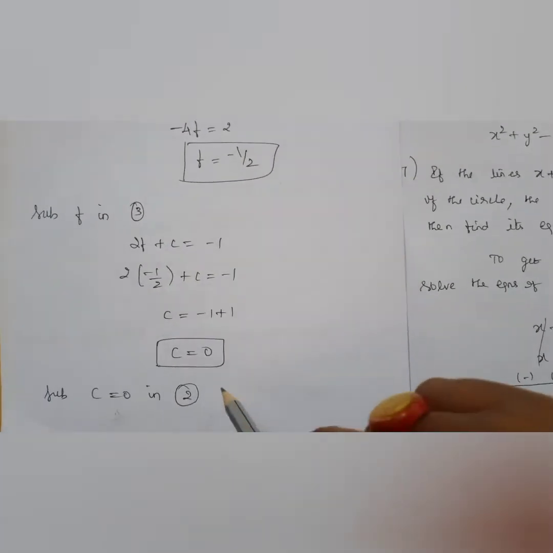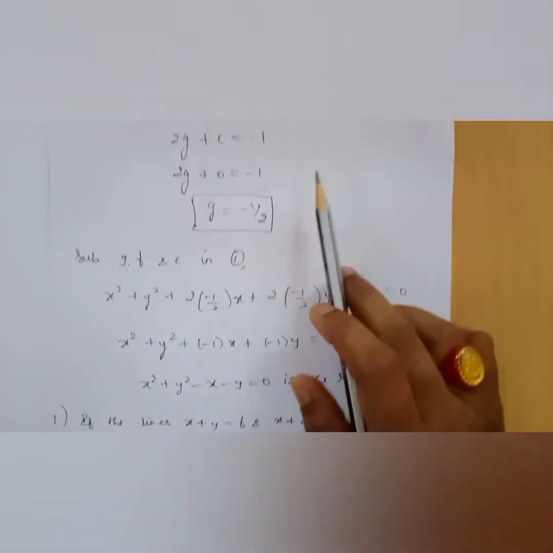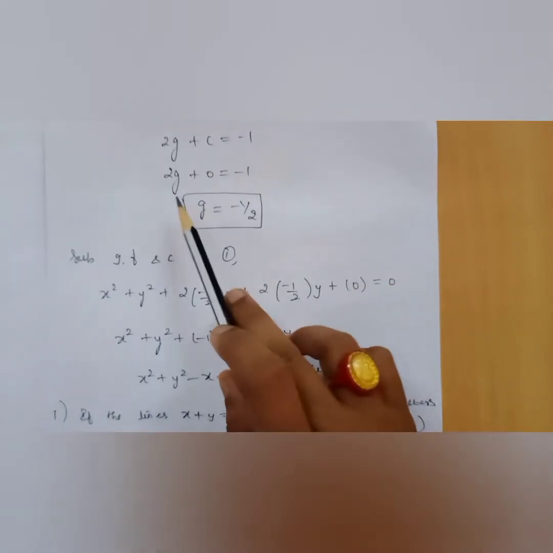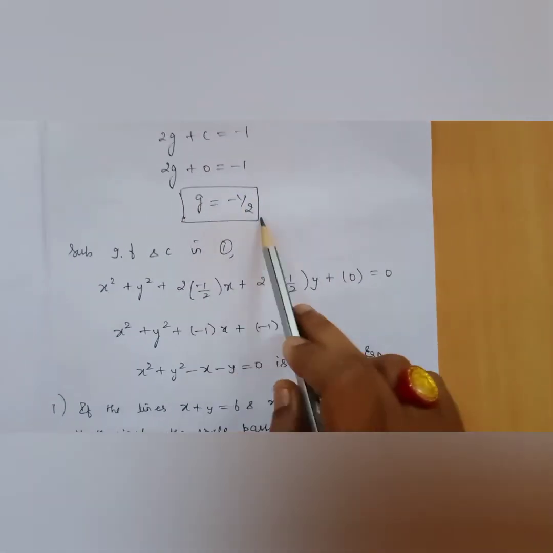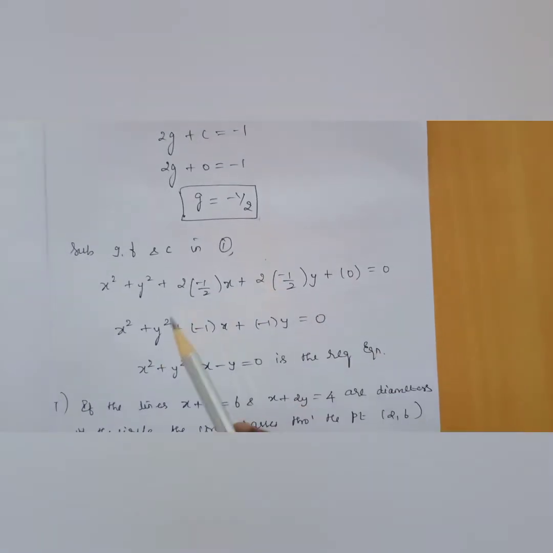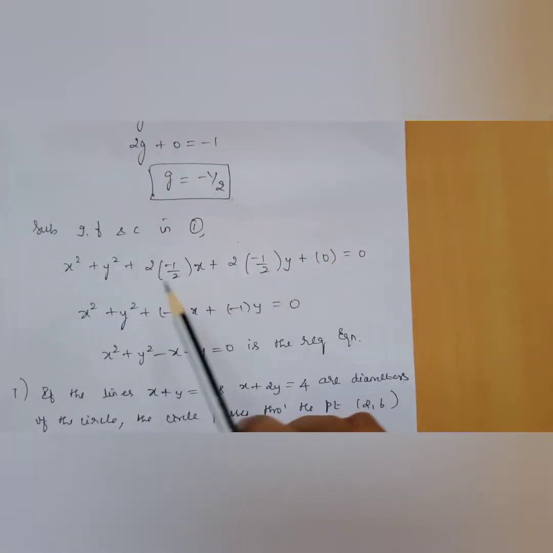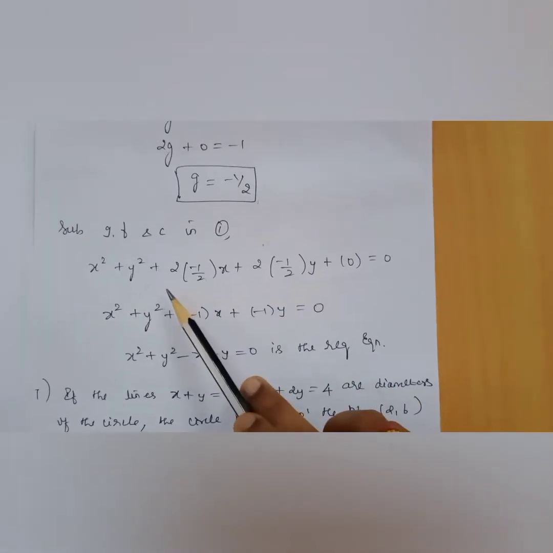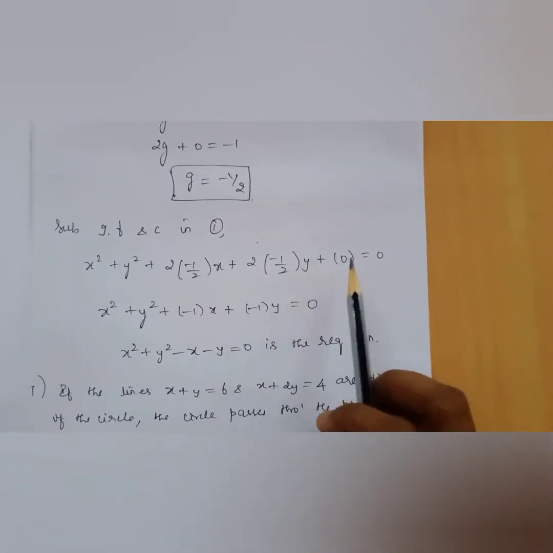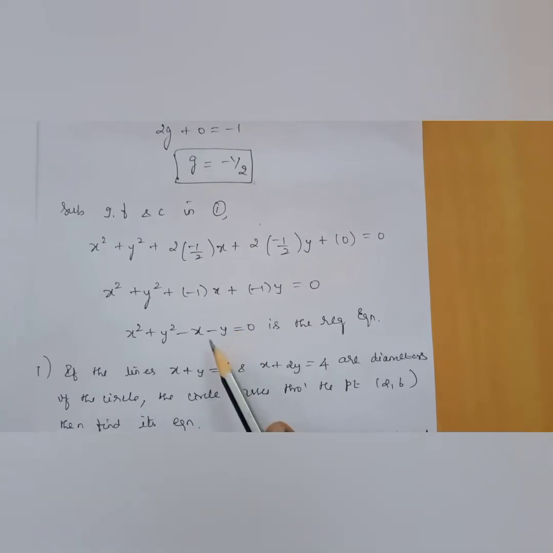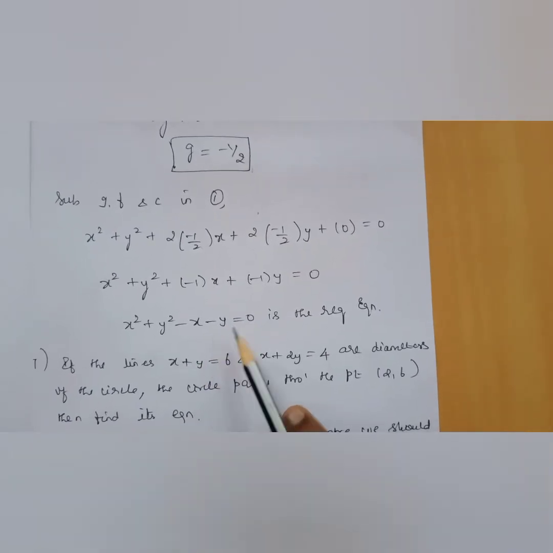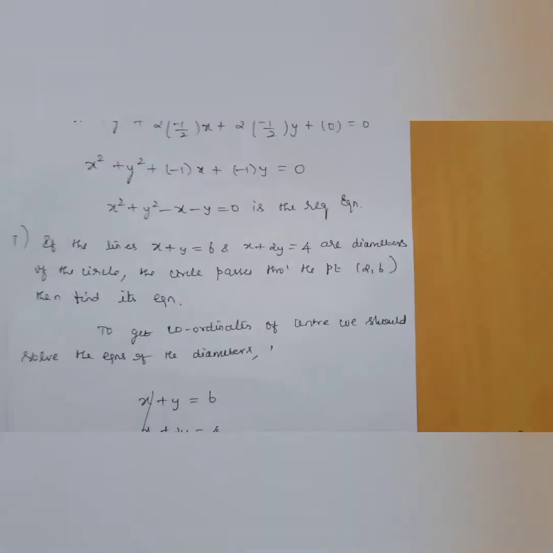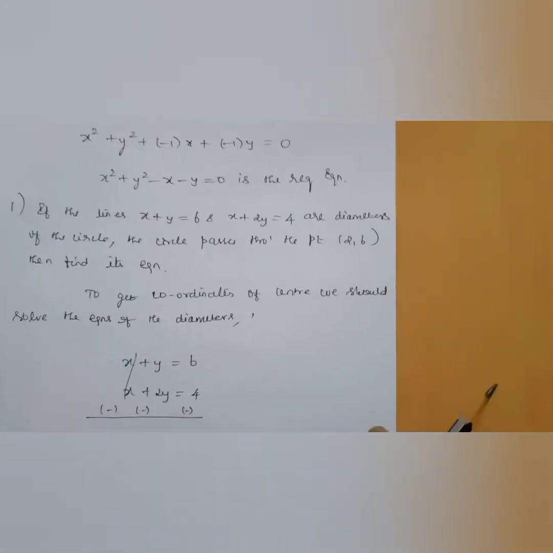So after getting the value of c, I will substitute in the equation which is having g. See, 2g plus c is equal to minus 1. So 2g plus 0 equal to minus 1, and I am getting the value of g. Now I will substitute g, f and c in the general equation. x square plus y square plus 2gx plus 2fy plus c equal to 0. In the place of g and f and c, I will substitute the values. So I am getting the equation as x square plus y square minus x minus y equal to 0, which is the required equation. Now we will see the seventh sum.